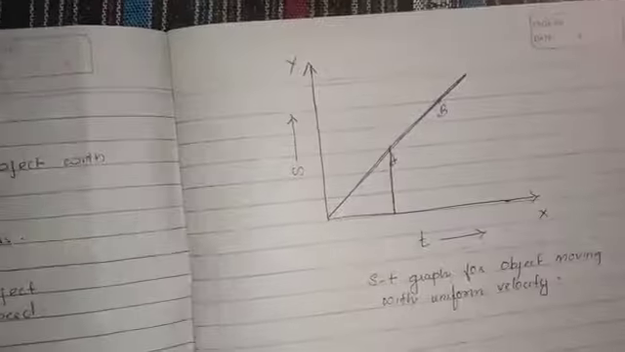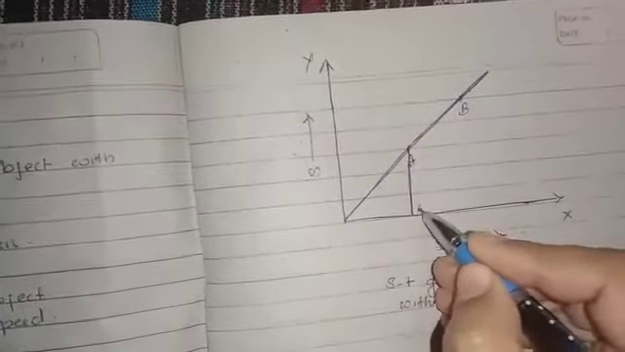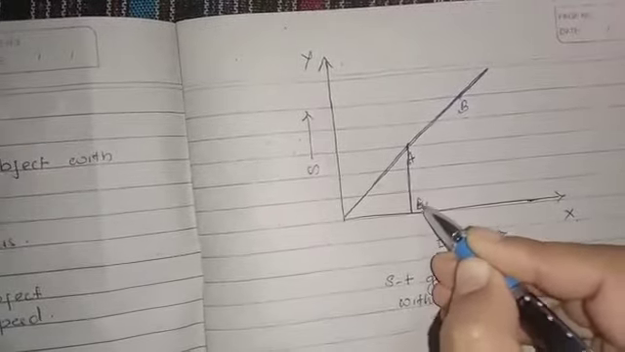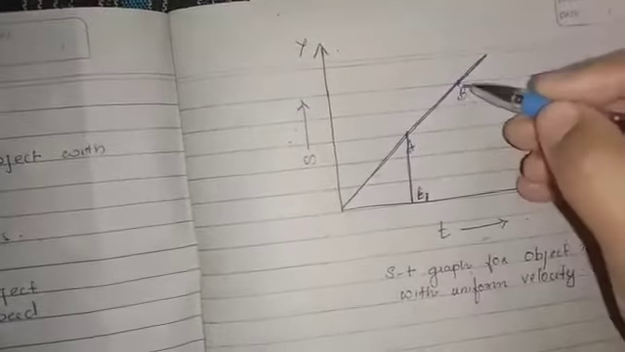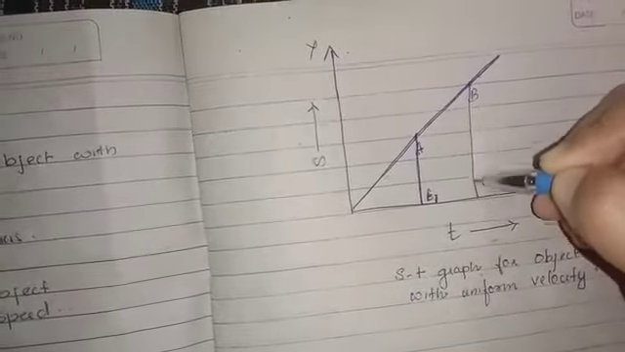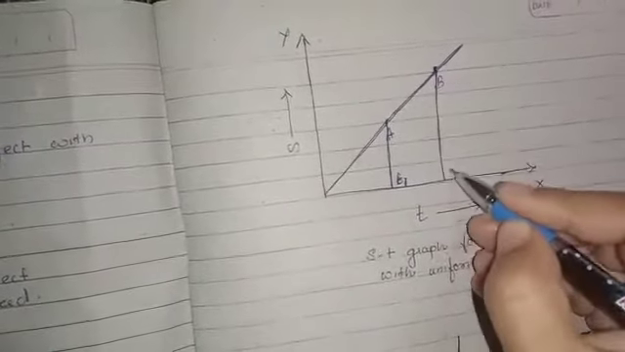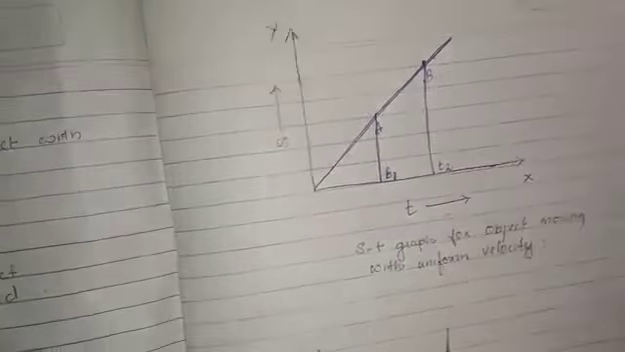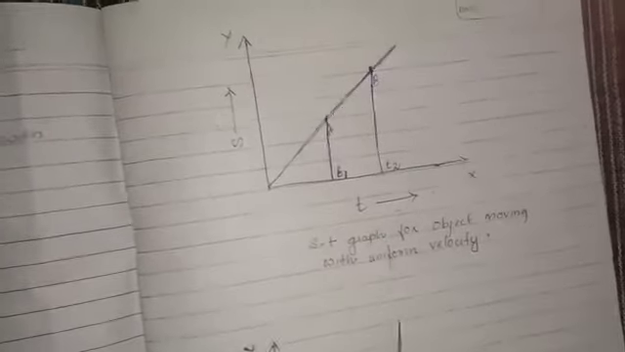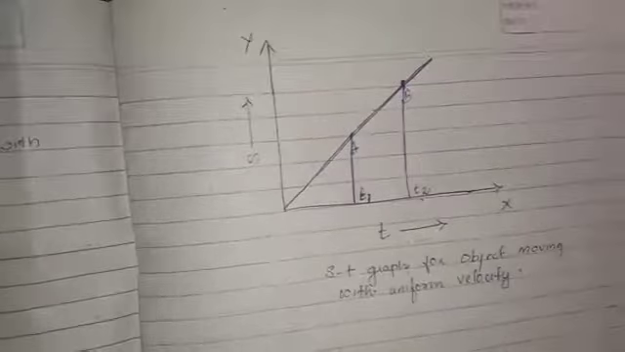Towards the x-axis. Let the time at this position be t1. And from B also, we will draw a perpendicular towards the x-axis. Let the time there be t2. So now at time t2, let the object be in position B, and at t1 the object is in position A.